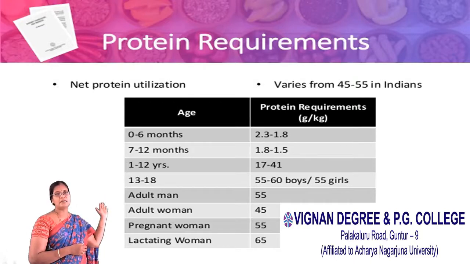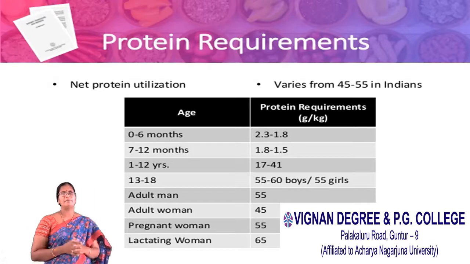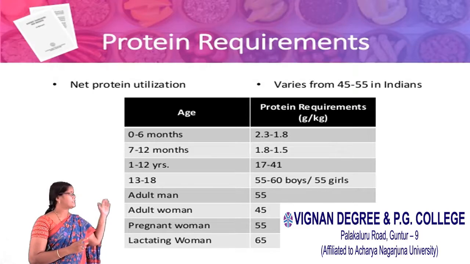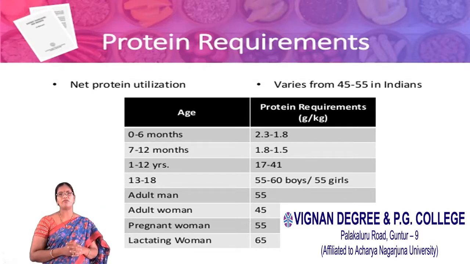Now, in the present slide, we will see the amount of protein required by different age group persons. For example, a baby between 0 to 6 months requires an intake of protein of 2.3 to 1.8 grams per kg body weight. A baby in the range of 7 to 12 months requires 1.8 to 1.5 grams of protein per kg body weight. And children of 1 to 12 years require 17 to 41 grams of protein per kg weight.